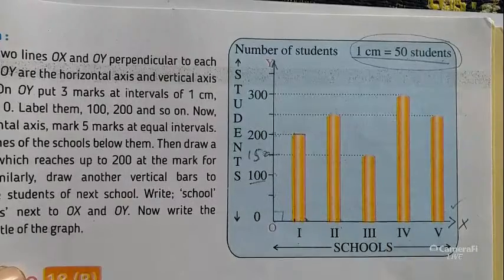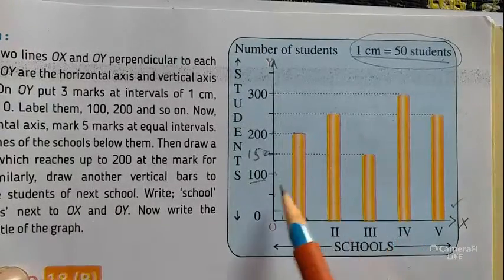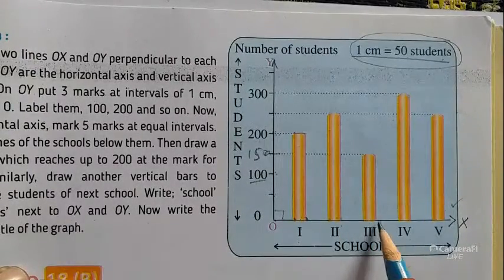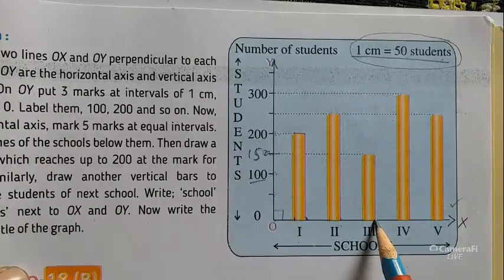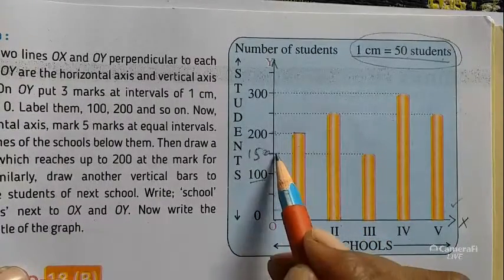Third school has 150 students. Give a gap, take the same breadth for the third school, and 150 is here.